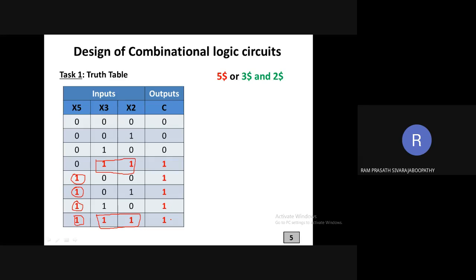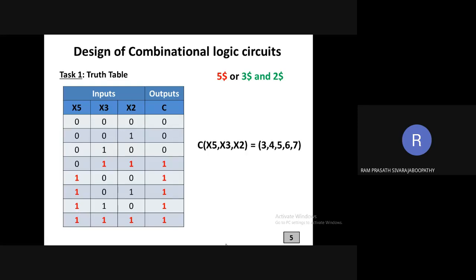Okay, fine. So now what we have to do, kindly type the minterms for the given function C. Kindly type it in the chat. 3, 4, 5, 6, 7. Very good. So the minterms are 3, 4, 5, 6, and 7.